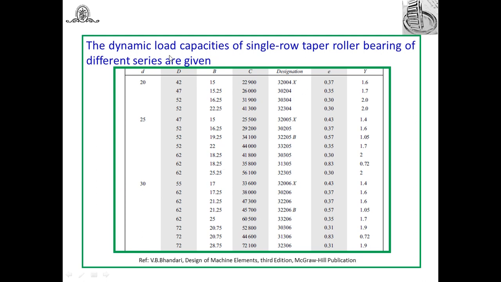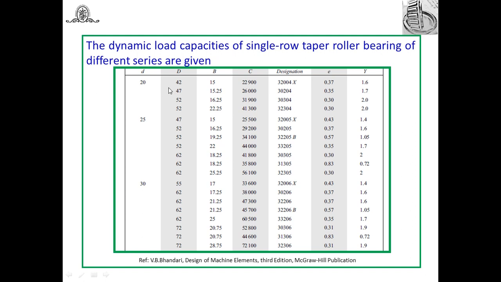You will find here the dynamic load capacity. Small d is the general diameter or shaft diameter, capital D is the outer diameter of the bearing, B is the width of the bearing, and C is the dynamic load capacity. It's a designation. I have already discussed this topic with you, how to designate the bearing and how to identify the bearing by using the bearing number. Again, e and Y is the thrust factor.